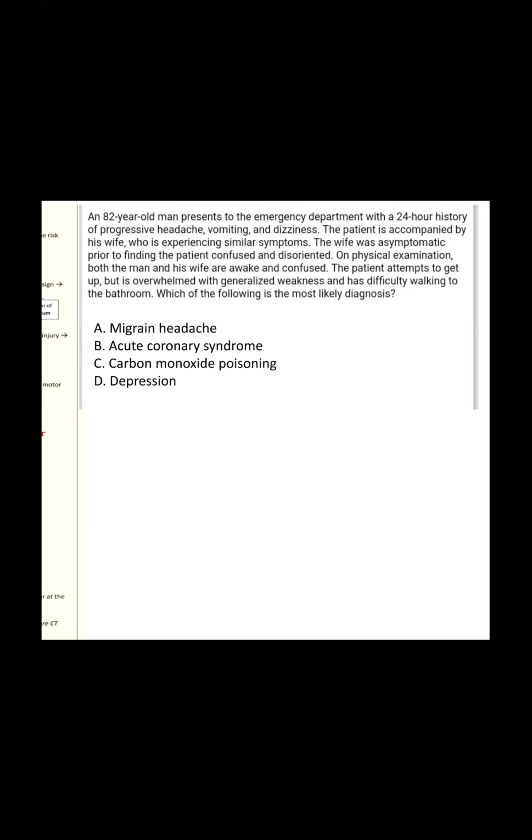A. Migraine headache. B. Acute chronic syndrome. C. Carbon monoxide poisoning. D. Depression. Ma'am, it is C, carbon monoxide poisoning, because the patient has progressive headache, vomiting, and dizziness. It's a tough one. And also the wife is presenting with the same presentation, right? Yes, ma'am, symptomatic, all the same. As I said, nicely caught those points.